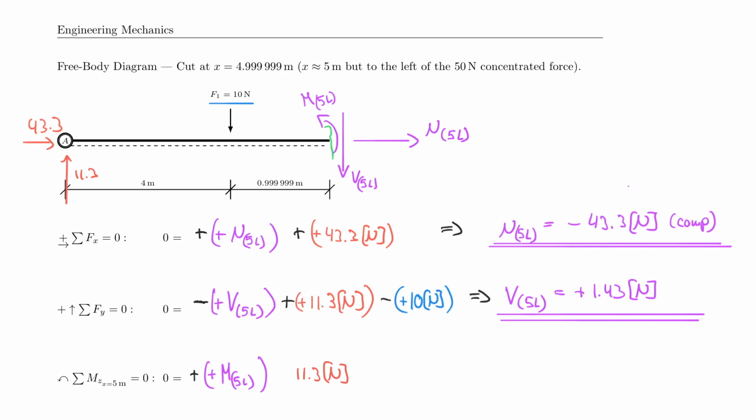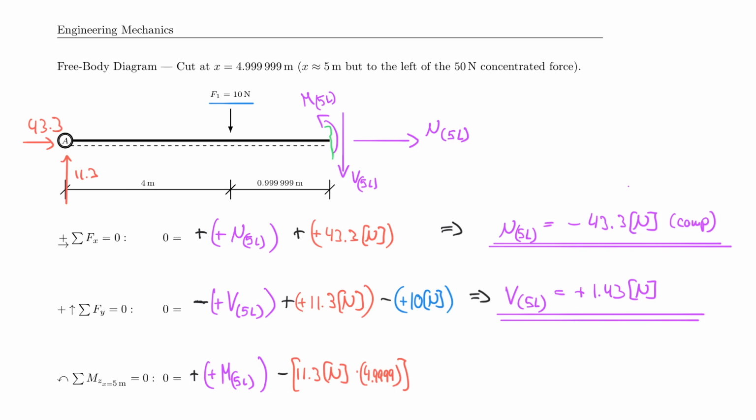multiplied by, what's the lever arm? 5 meters, right? Or 4.99999, which is really 5 meters. Put this in parentheses or brackets and give it a rotational sense, which in this case is really clockwise. Therefore, we'll make that negative.